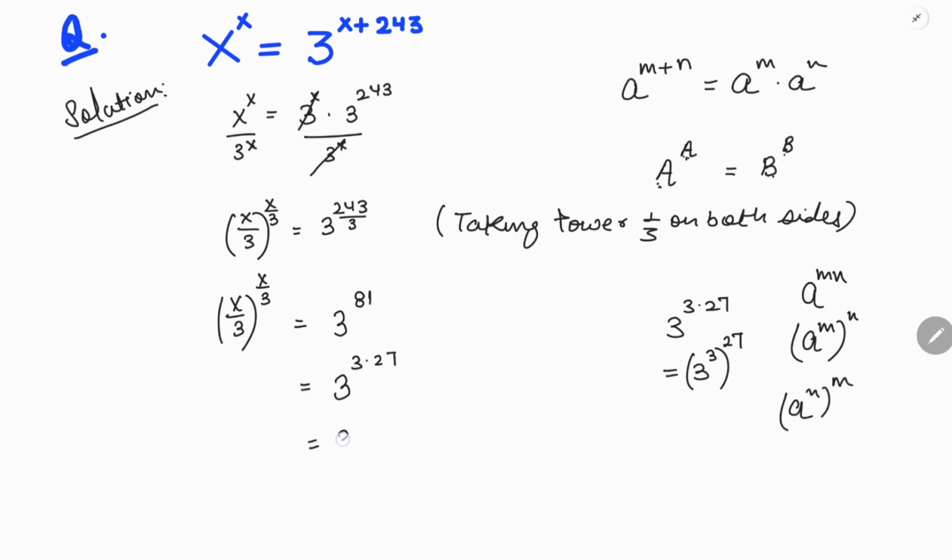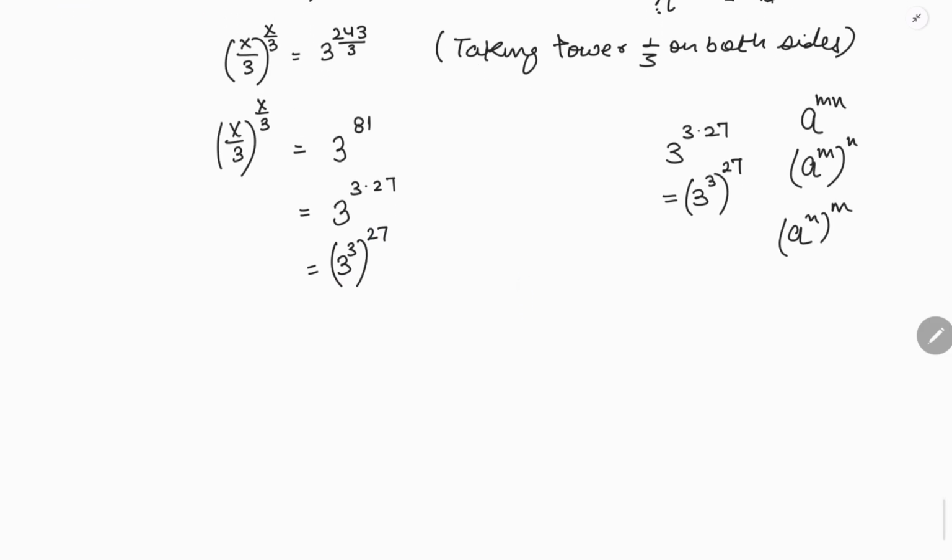So what will I do? I will write here 3 raised to power 3 raised to power 27, and then we get 3 raised to power 3 is 27 raised to power 27. That means x by 3 raised to power x by 3 is equal to 27 raised to power 27. Base and exponent are same in the left hand side, and similarly in right hand side as well, base and exponents are same. Now we can finally equate, which implies x by 3 is equal to 27.